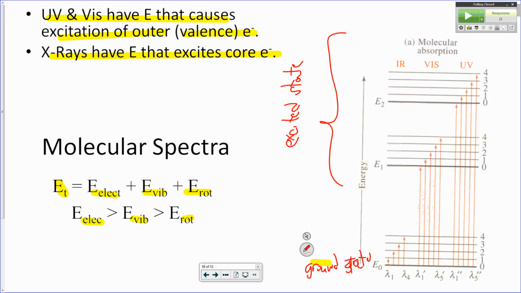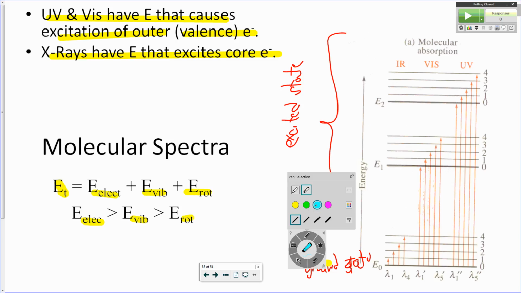Now, the way that we typically represent these is we represent the darker lines as electronic transitions. It's 9:40, but okay, I'll finish this up and we're going to call it quick.